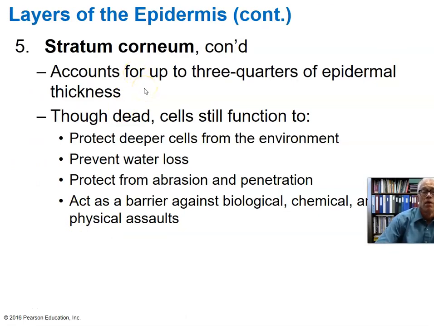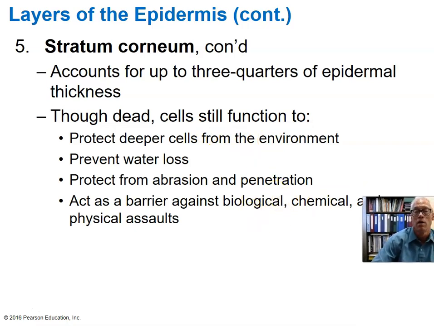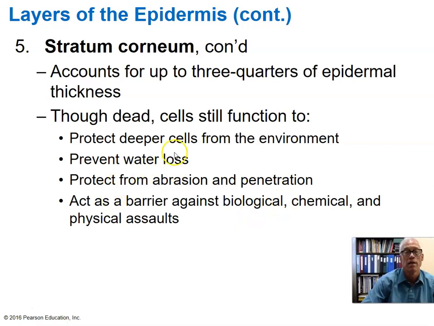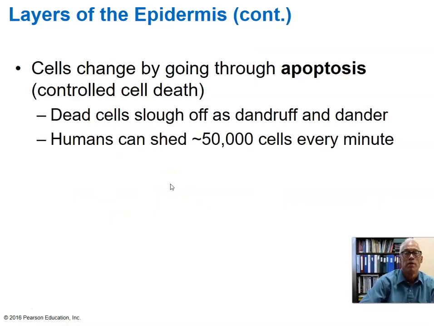So the stratum corneum, in review, is layers of dead cells slathered with waterproof lipid that protect the deeper cells from the environment, namely chemicals, bacteria. We see bacteriological chemical protection against physical assault, ultraviolet light, all kinds of things that the epidermis protects the cells underneath from, including mechanical assault in the form of abrasion.